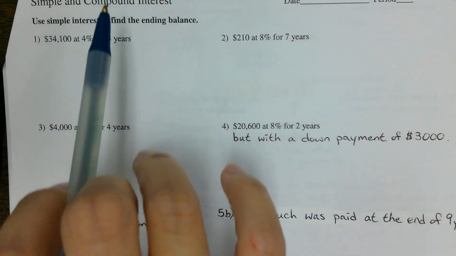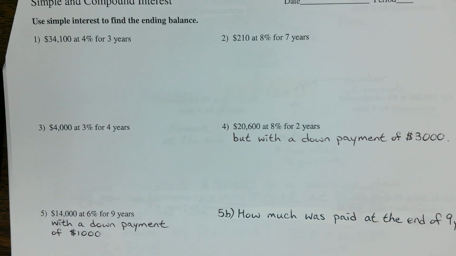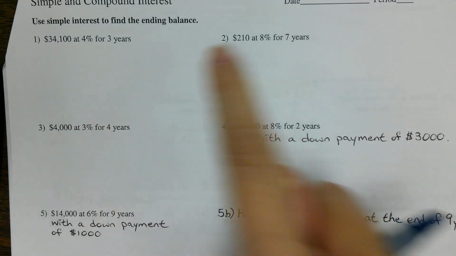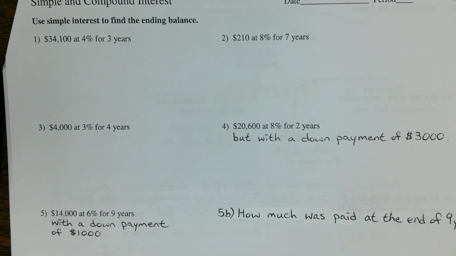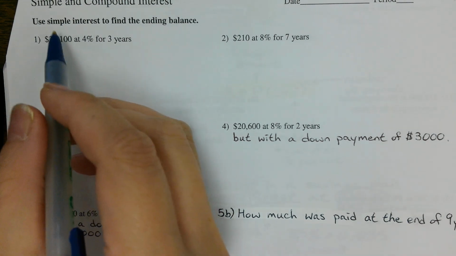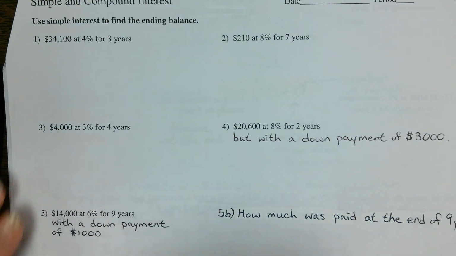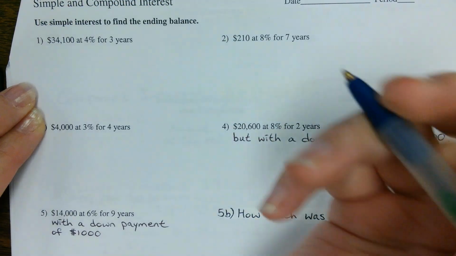Front page right here says use simple interest to find an ending balance. So when you did all this, using this simple interest formula helps you to find what? Interest only. So you need to add your principal amount to find the ending balance. So for number 1, what was your answer?